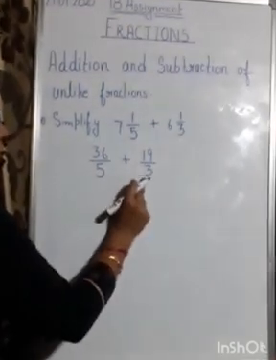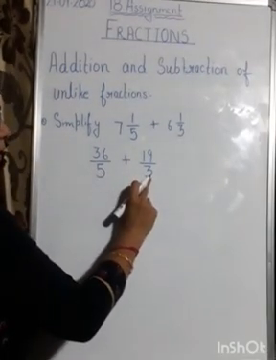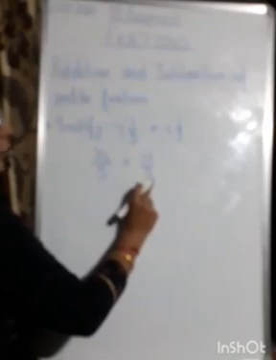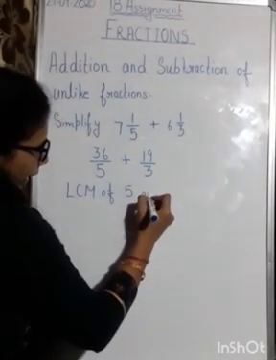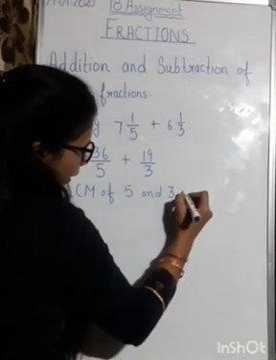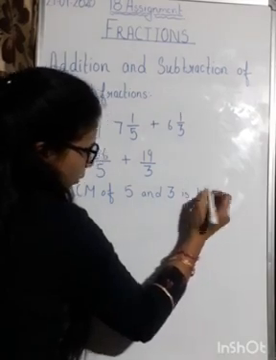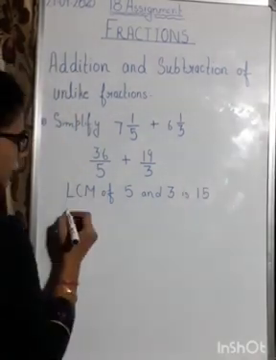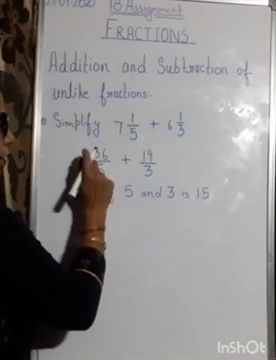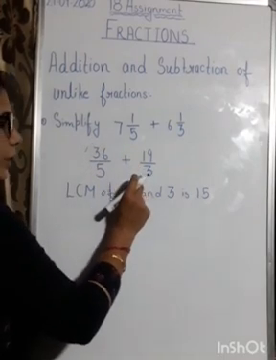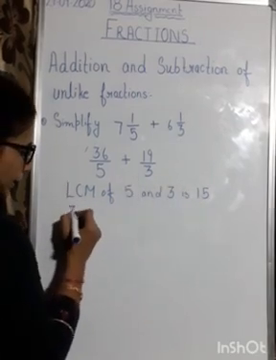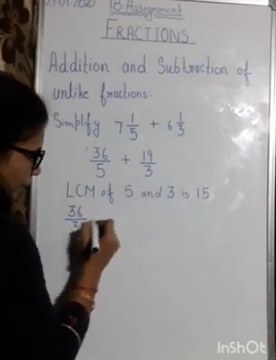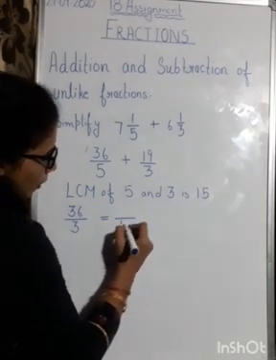Now what you have to do? You have to find the LCM of the denominators so that you can make the denominators similar. So you will write LCM of 5 and 3 is 15. Okay, the LCM of 5 and 3 is 15. Now you will convert these fractions, this 36 upon 5 and 19 upon 3, to an equivalent fraction with denominator 15. So you will write 36 by 5 is equals to dash upon 15.